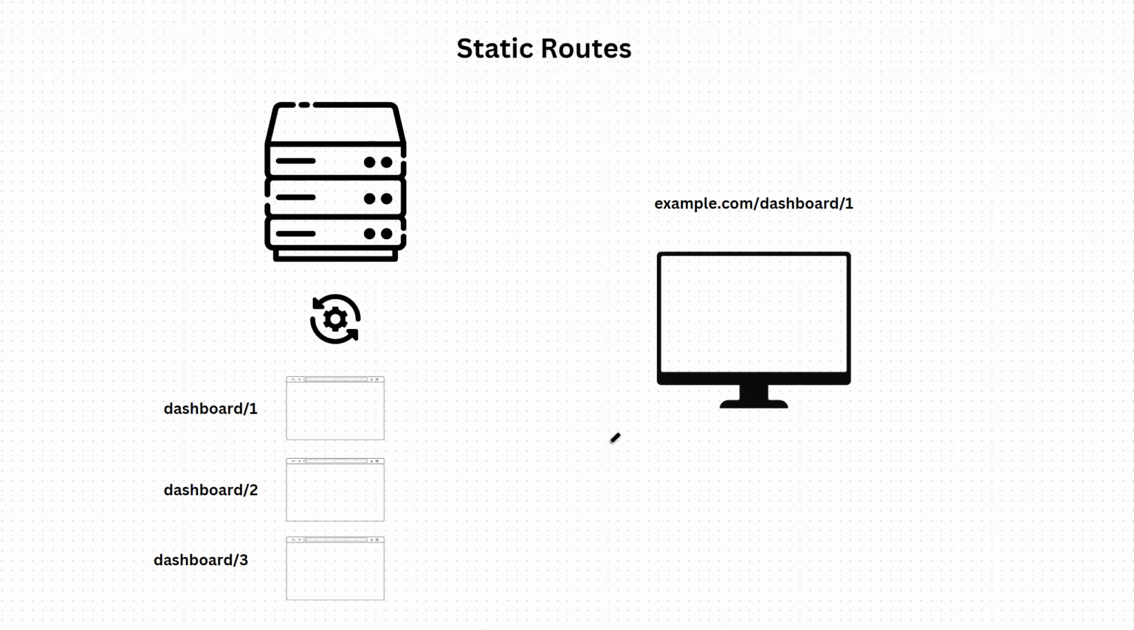With static routes, let's say, for example, you have web pages that don't need to be dynamically rendered, and you can build them when you deploy your website. On the server side, when you build a production environment or a production page, you can choose to build out static routes. In this case, dashboard 1, dashboard 2, dashboard 3. So when you push out a build on the server, you can build this statically.